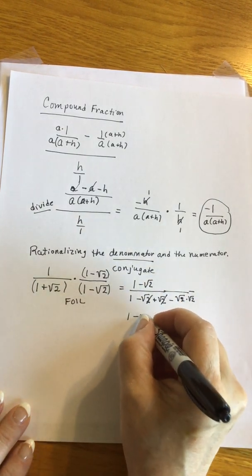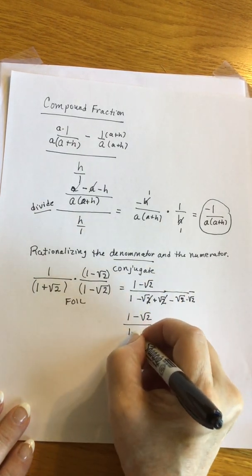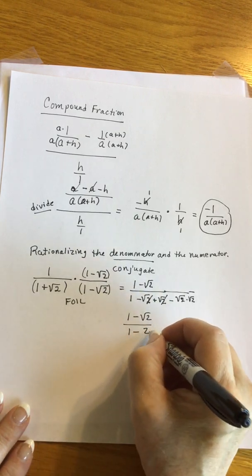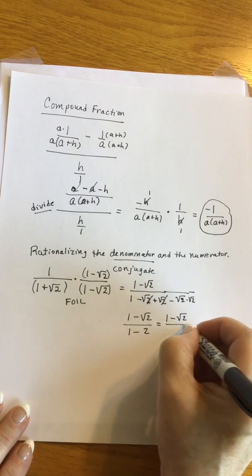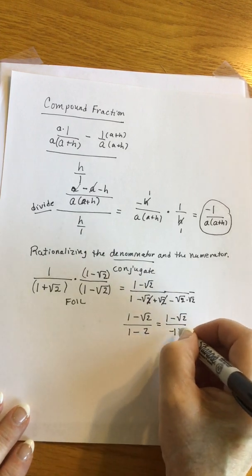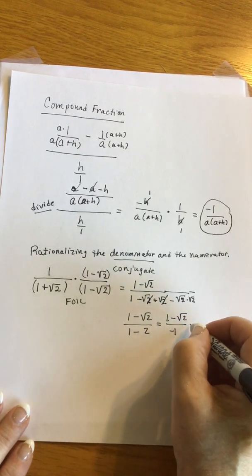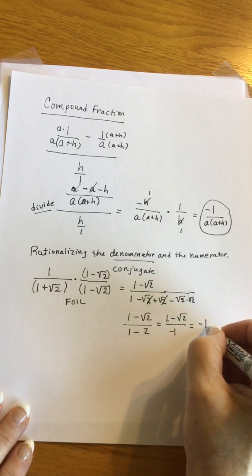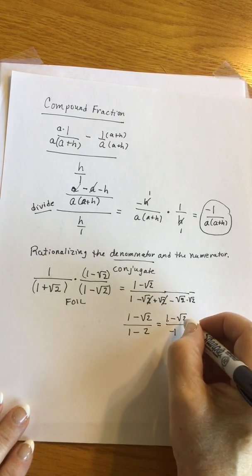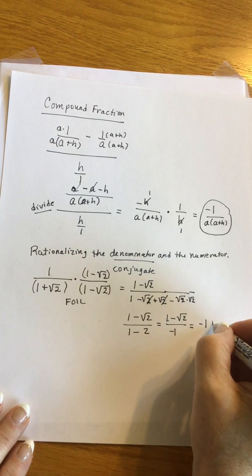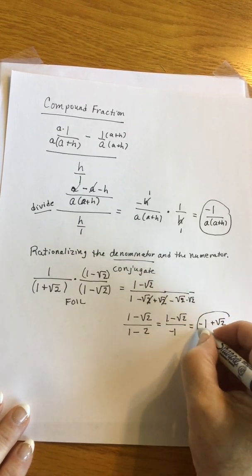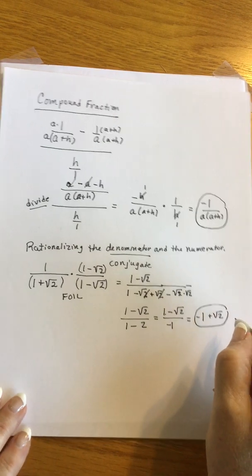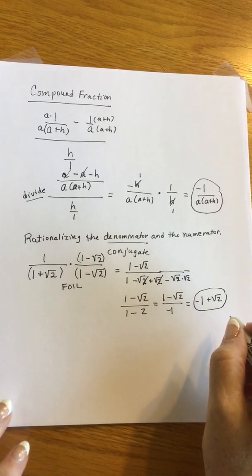So I have 1 minus square root of 2 over 1 minus 2. So I have 1 minus square root of 2 divided by -1. So 1 divided by -1 is going to give me -1. Negative square root of 2 divided by -1 is going to give me a positive square root of 2. So you have -1 plus square root of 2. So you don't have a radical in the denominator anymore.